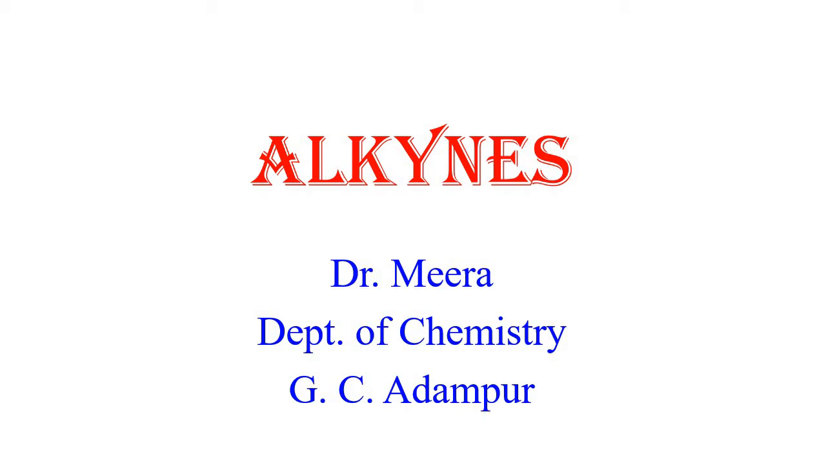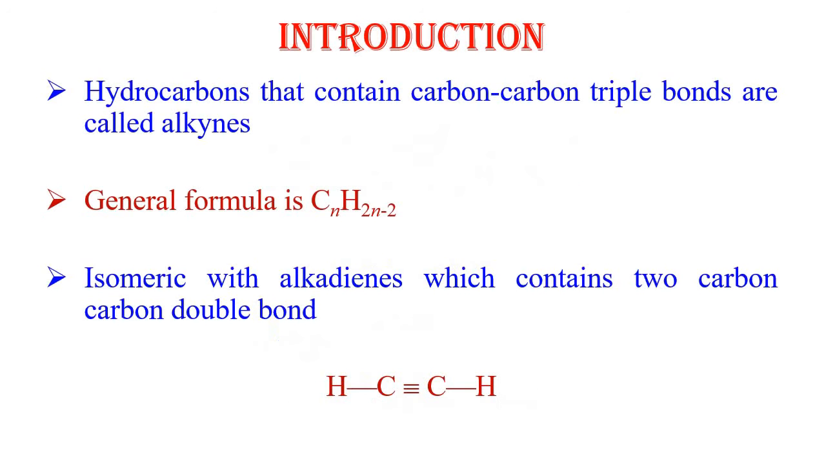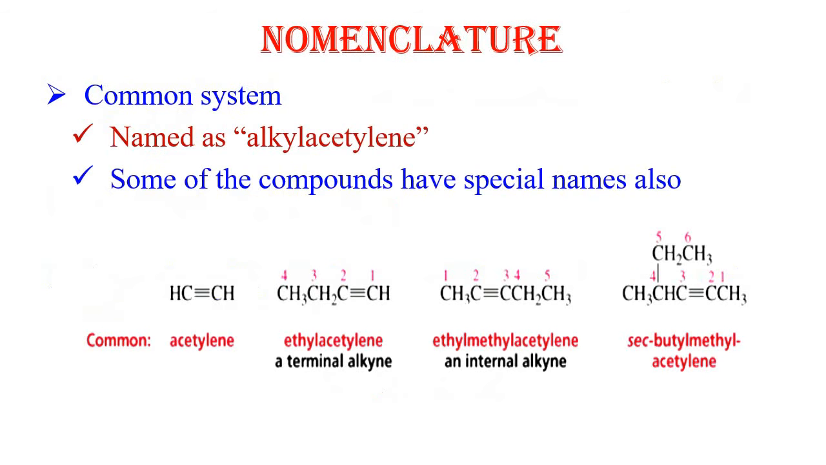Good morning students. Today we will start with the last unit of our paper CCL 105, that is alkynes. Alkynes are unsaturated hydrocarbons which contain a carbon-carbon triple bond. The general formula of alkynes is CnH2n-2. Alkynes are isomeric with dienes. Dienes are those compounds which contain two carbon-carbon double bonds.